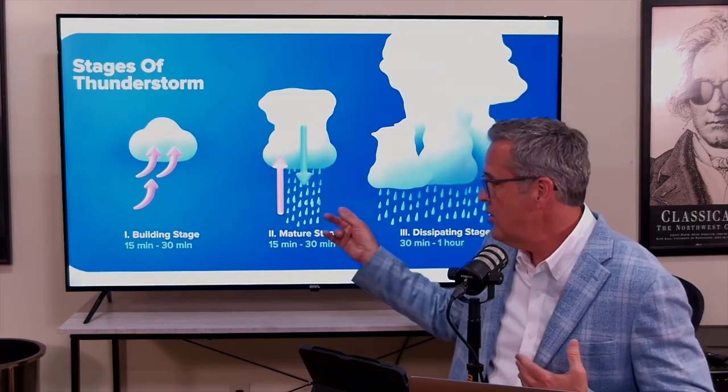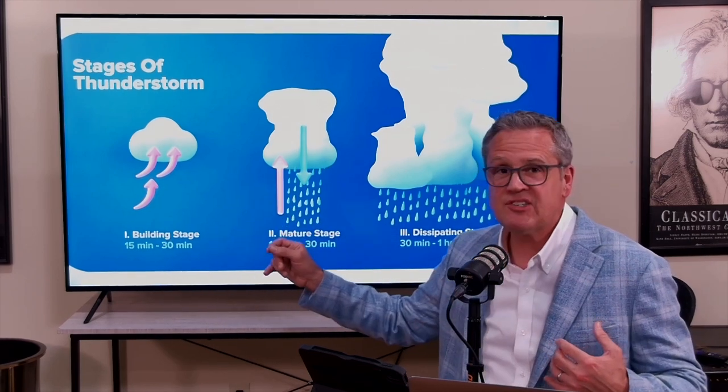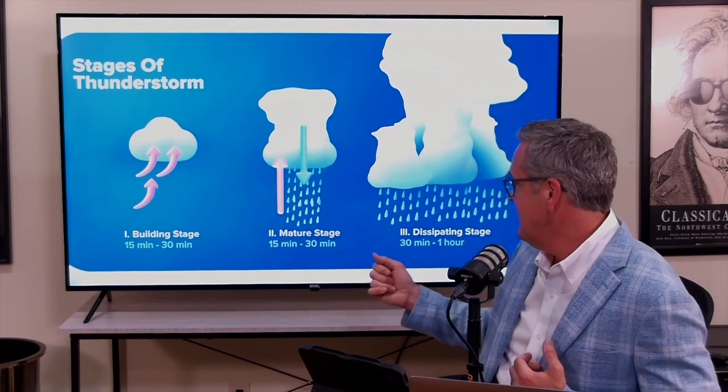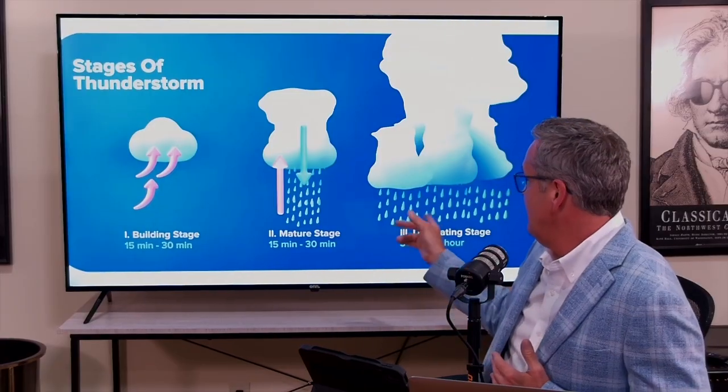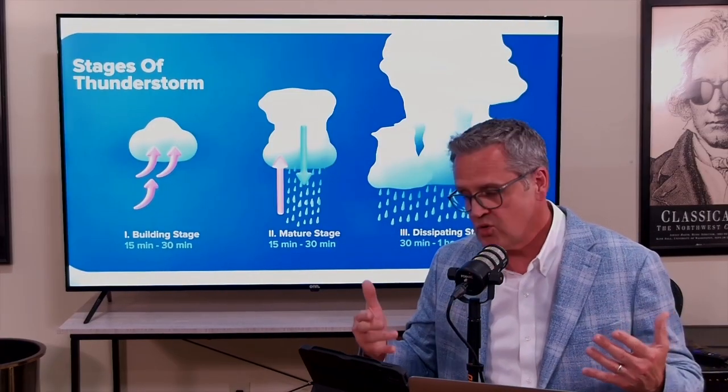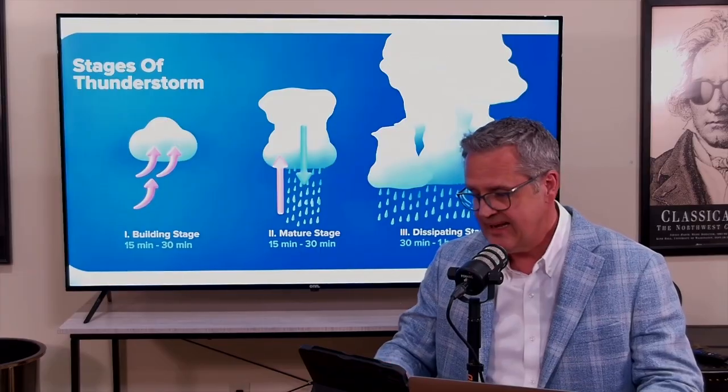So again, real quick reminder here, you've got about a 15-minute stage where the air is rising. You've got about a 15 to 30-minute stage where it's maturing, and then 30 minutes to an hour when a normal thunderstorm begins to dissipate. So now let me break that down for you.